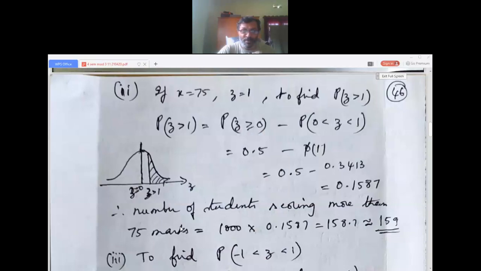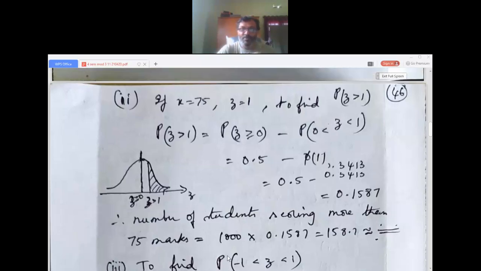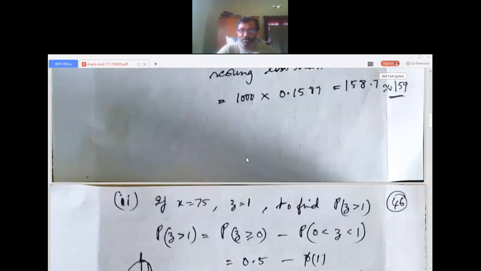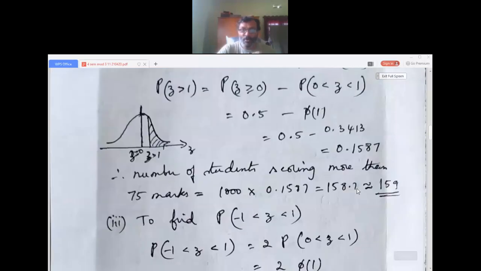As you know, in the question, the total number of students scoring more than 75 marks will be 1000 into 0.1587. That is 158.7, approximately 159. So you get the same answer approximately. If the decimal is 5 or more than 5, we approximate to the nearest digit, because the number of students cannot be a fraction.